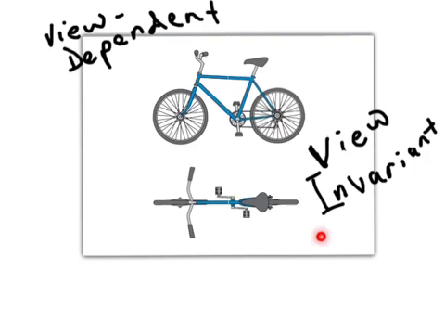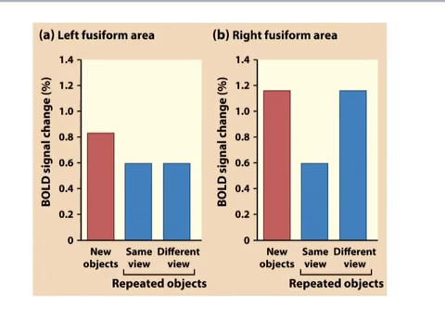Now, the view invariant approach would be that we recognize major structures, or for example, just the major axis in the horizontal and the vertical position. So this would be based not on specific pieces, but on a grosser structure. And both are probably true, that we probably use both view invariant and view dependent processes for our visual perception. And it looks like the brain processes these independently as well.